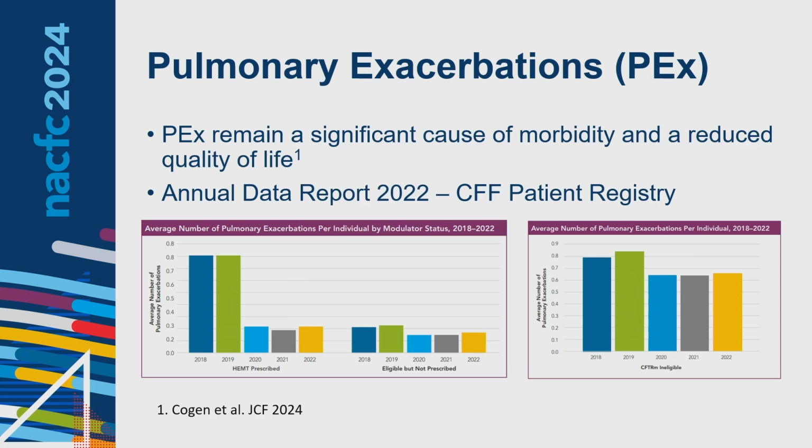And you can see in the bottom left graph the pulmonary exacerbation rate pre and post highly effective modulator therapy. And we know the drop. We've talked about the drop that we see in pulmonary exacerbations, and we see that in the clinic. And then over on the right are people with CF who are ineligible, so you have that maintained higher rate of pulmonary exacerbations. But back to the graph on the left, people still do have pulmonary exacerbations, and that's important to remember.